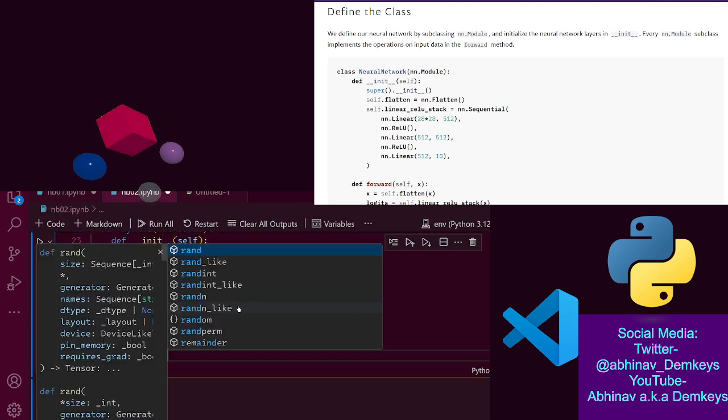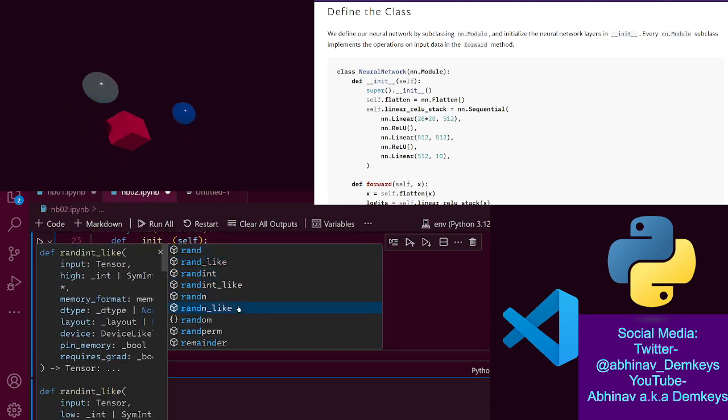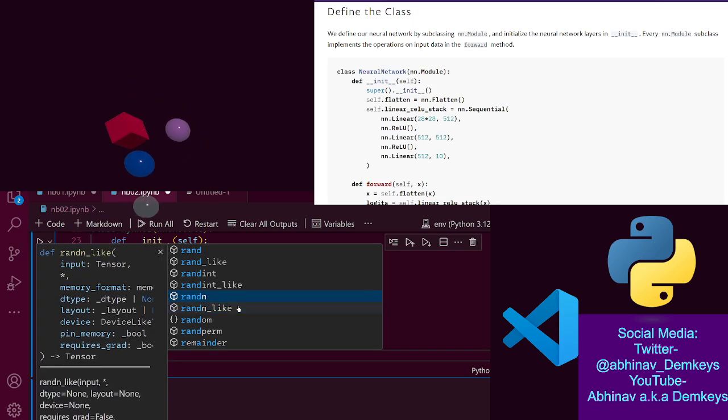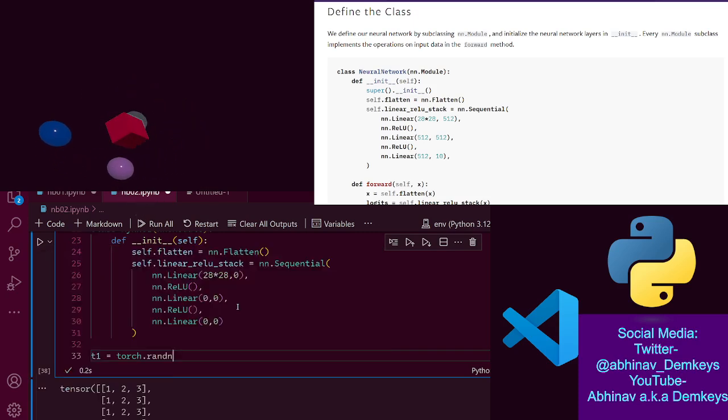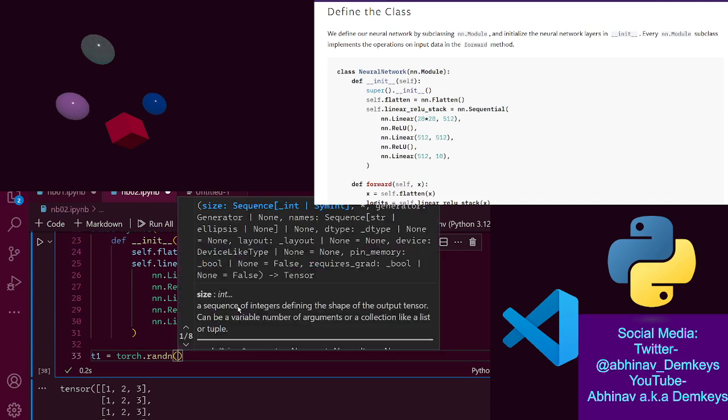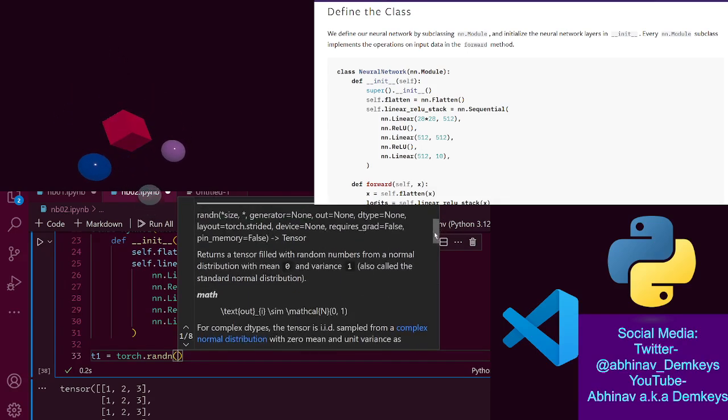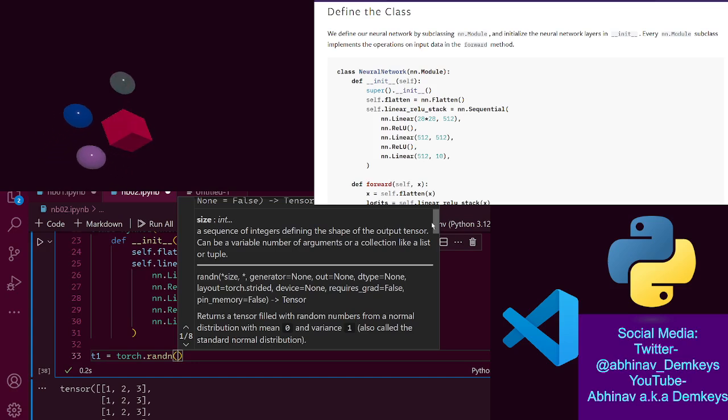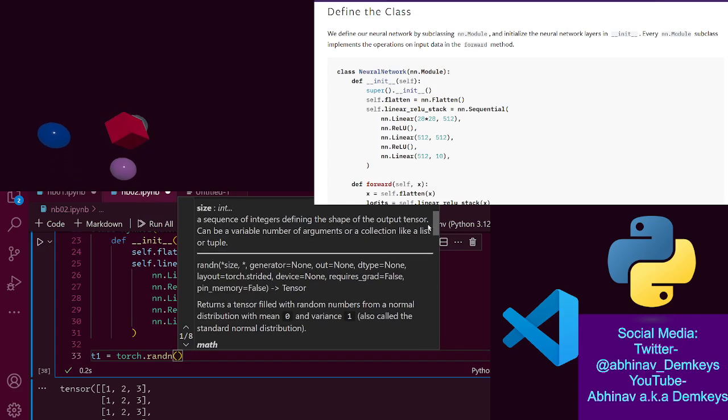Or I could do a random thing, right? randn or rand in. What's the difference between these two? What does this give? It gives a tensor of what? A sequence of integers defining the shape of the output tensor. Yeah, but what is the data type of this? Returns a tensor filled with random numbers from a normal distribution with a mean 0 and variance 1.